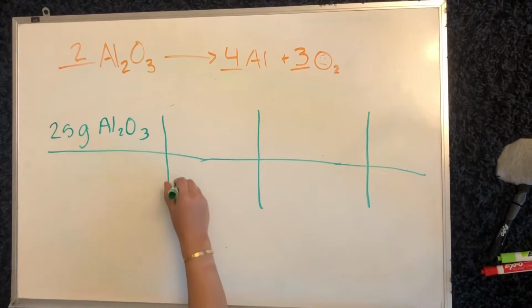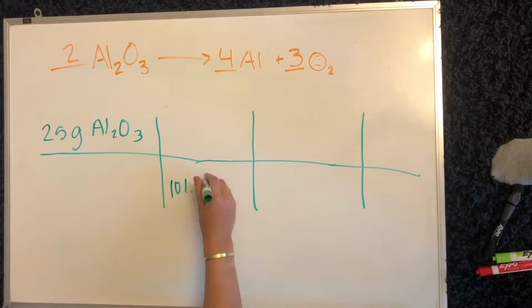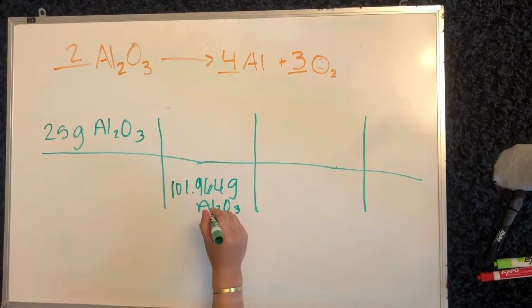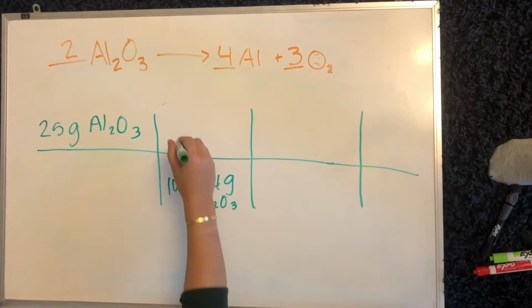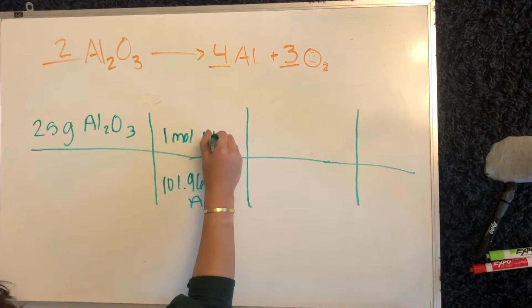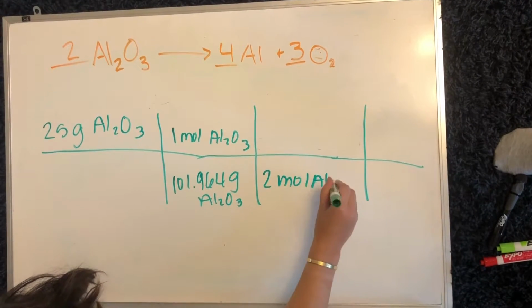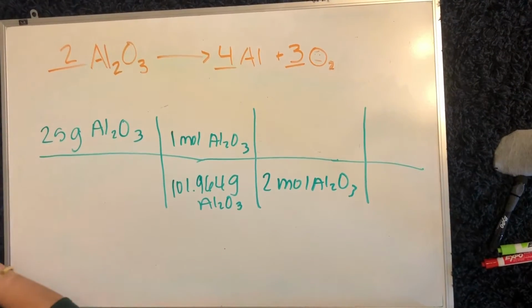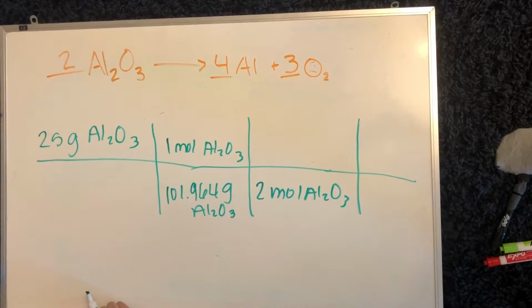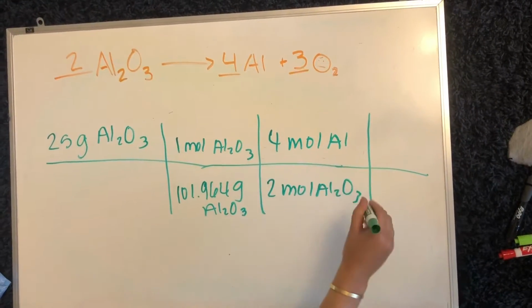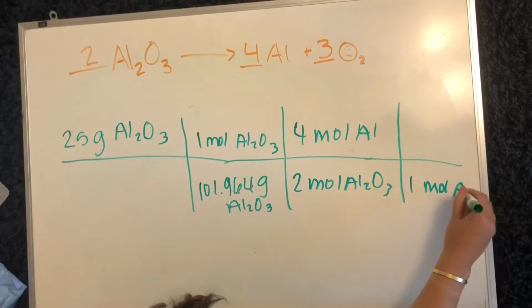Thanks, Lauren. So as previously stated, we will put 101.964 grams of Al2O3 diagonal from 25 grams of Al2O3, which was given. Now, above the molar mass of Al2O3, we will put 1 mole of Al2O3 because that has how many moles can be made from that molar mass. Diagonally from that, we will put 2 moles of Al2O3 in order to cancel the unit because that is what is in the balanced mole ratio equation.